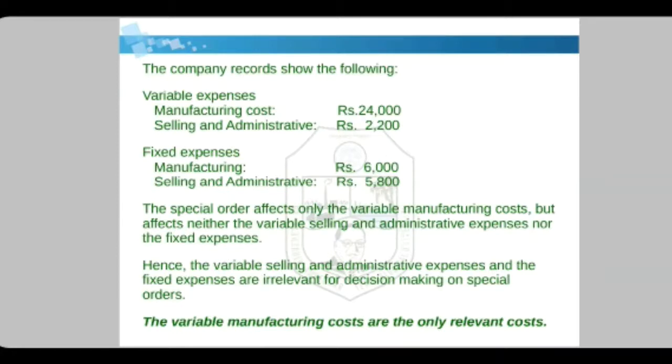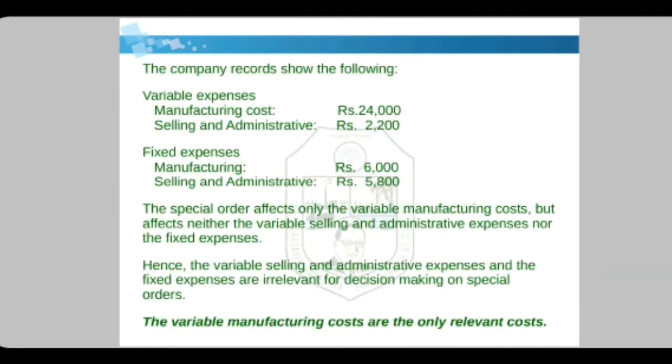So on the basis of fixed cost and on the basis of variable selling and administrative cost, we can't make the decision, because they are not going to change whether we accept the order or we do not accept the order. But what affects is the variable manufacturing cost. Depending on variable manufacturing cost, we will decide whether to accept the order or not.